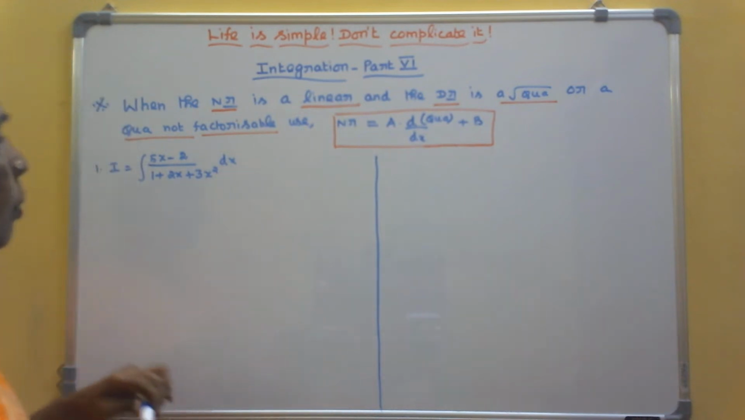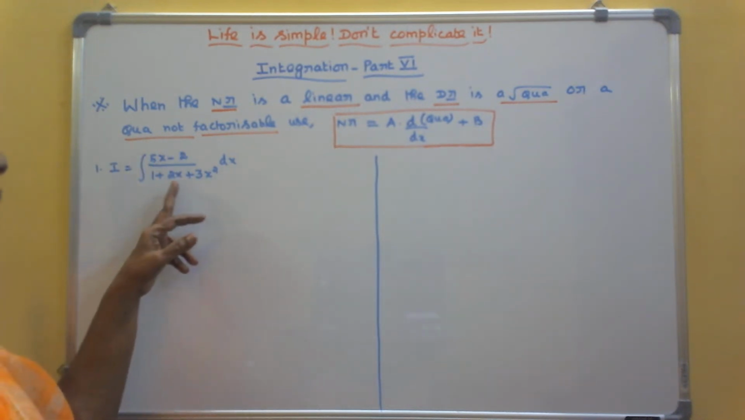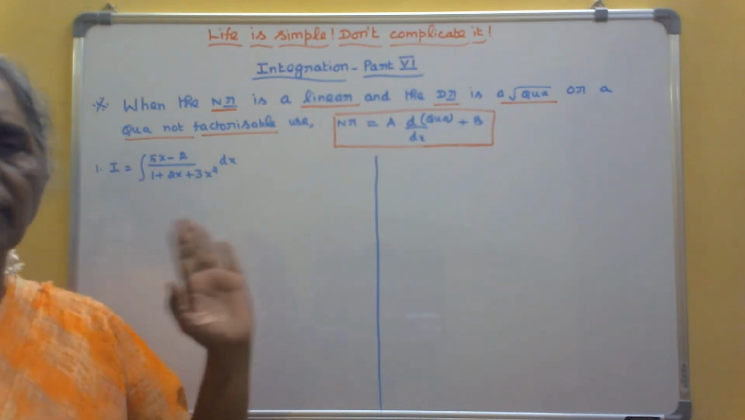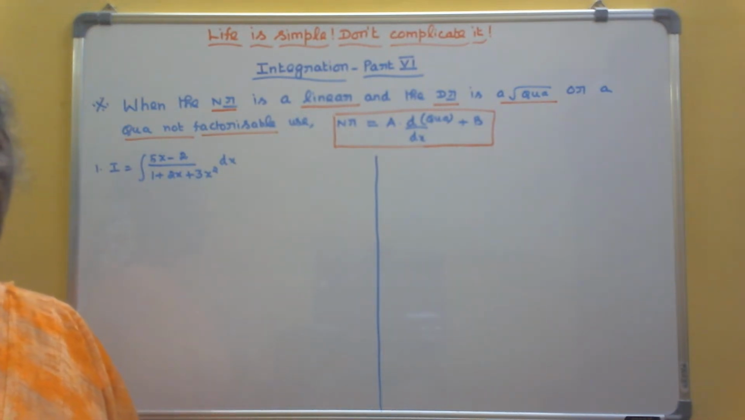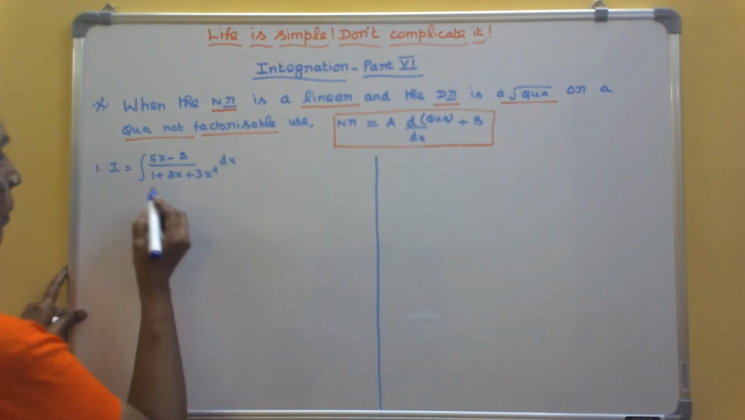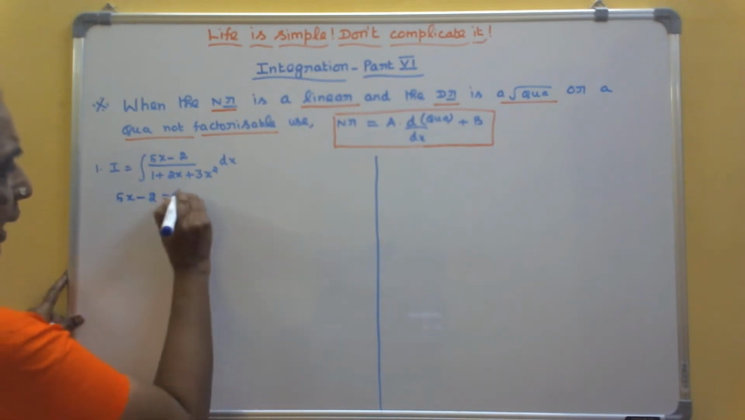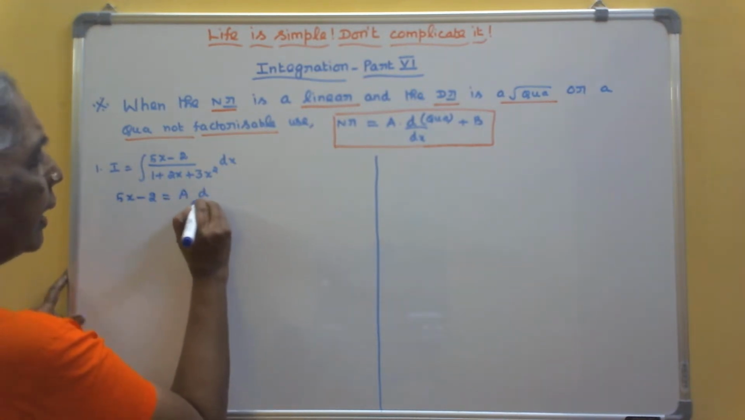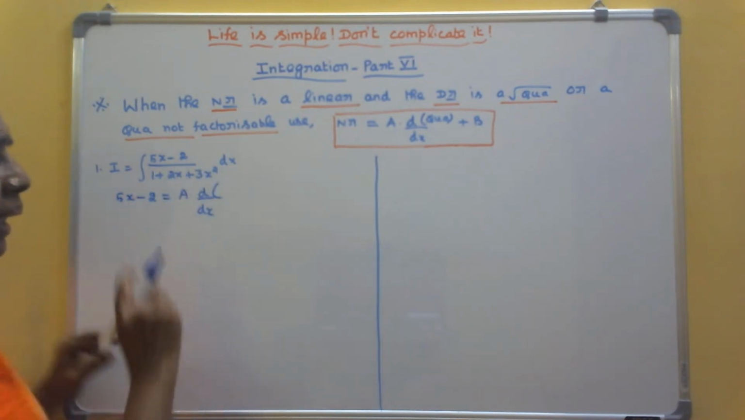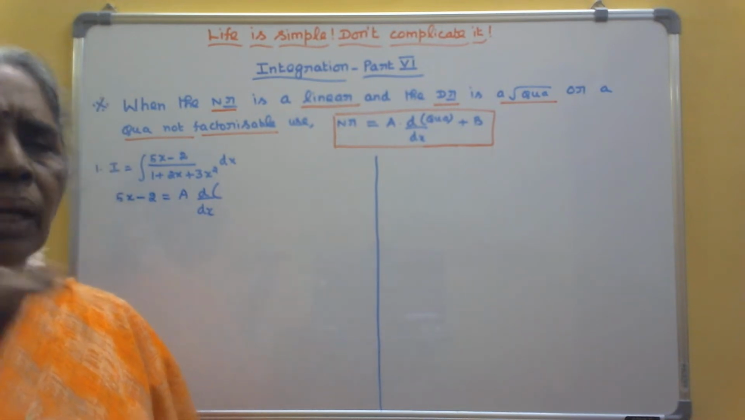Now, let us go for the example sum. I is equal to integral 5x minus 2 by 1 plus 2x plus 3x squared dx. Now the numerator is a linear, the denominator is a quadratic not factorizable. So now the numerator, what is the numerator? 5x minus 2. That I will write as a into d by dx of the quadratic. I will write the quadratic properly. That is, first I will write the x squared term, then x term, then constant term.